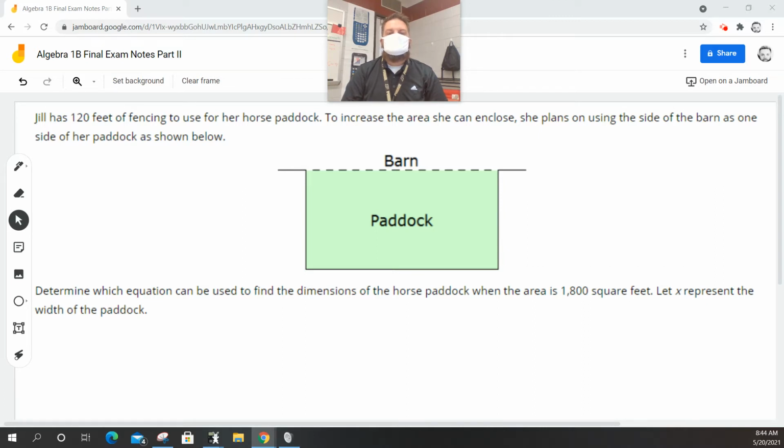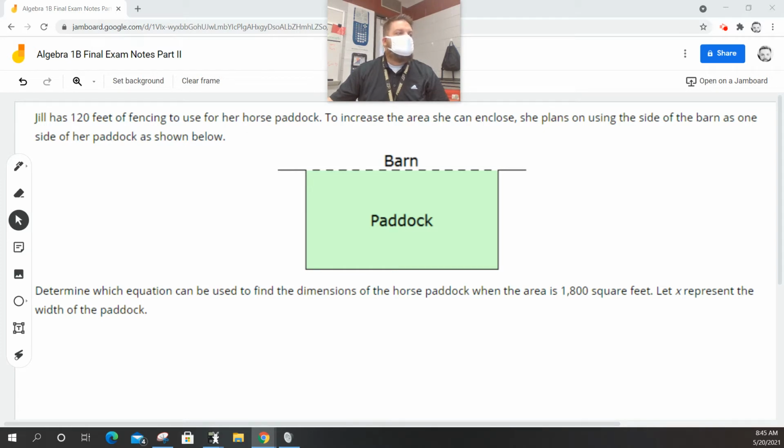So, anyways, to increase the area she can enclose, she plans to use the side of the barn as one of the sides of her paddock, as shown below. Determine an equation that can be used to find the dimensions of the horse paddock when the area is 1,800 square feet. Let X represent the width.